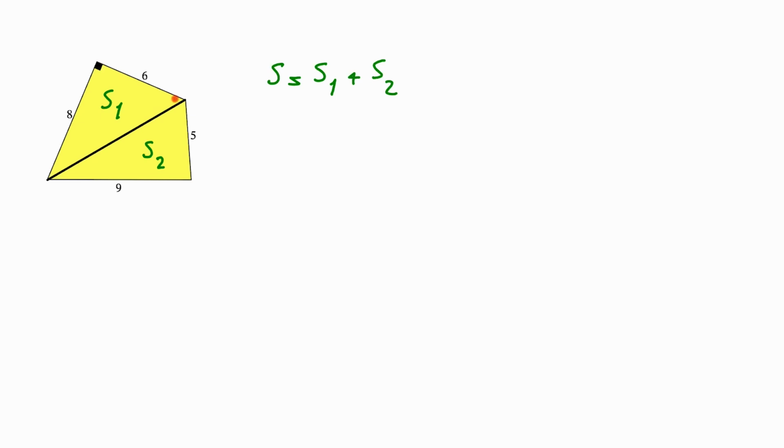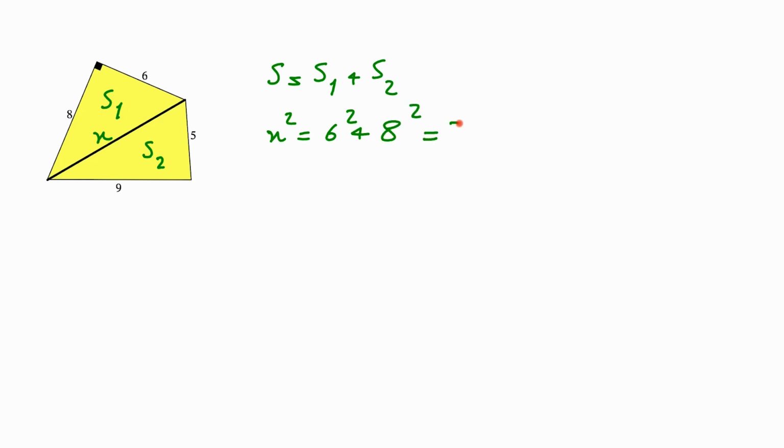For S1, we have the base and also the height, and we can easily find the area. For S2, if we want to find the area, we need these side lengths. So we can use Pythagorean theorem to find these lengths. I call this x. So we can write x squared is equal to 6 squared plus 8 squared.